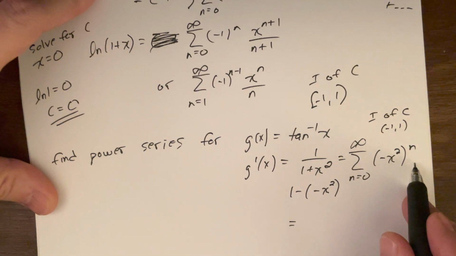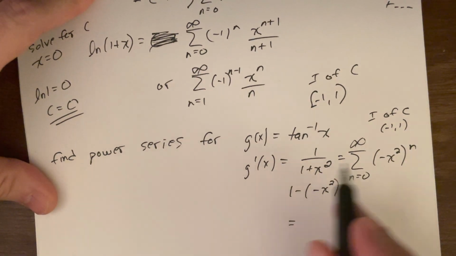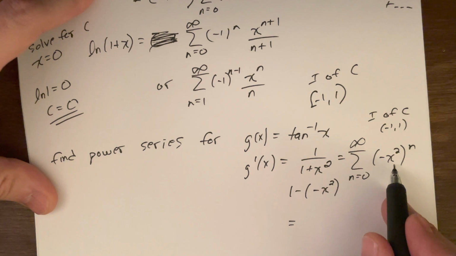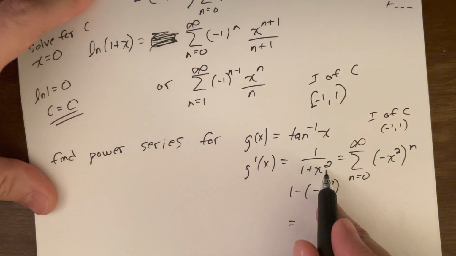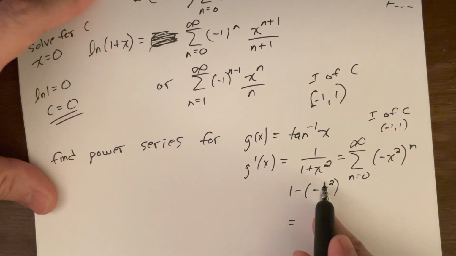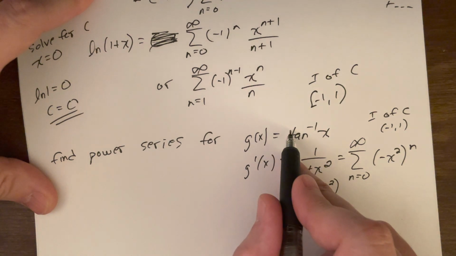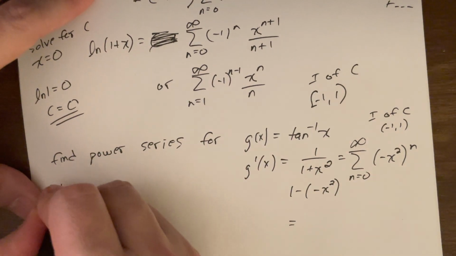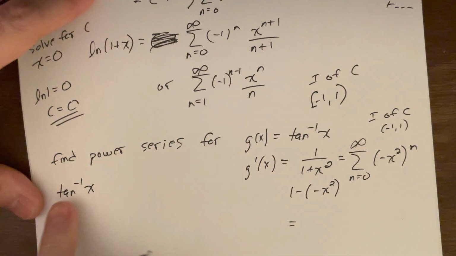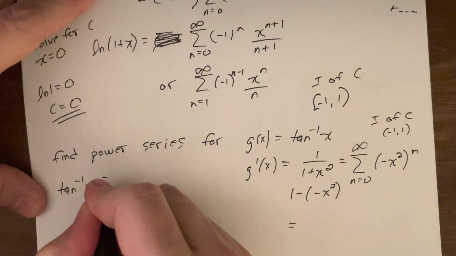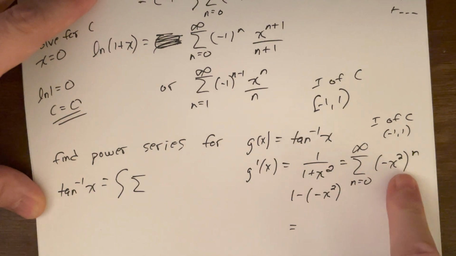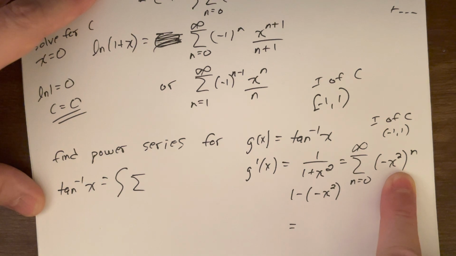But still focusing on the power series. There is a good power series. So the derivative took me from here to here. The antiderivative will take me back from here to here. So the power series for inverse tangent will be the integral of this power series.